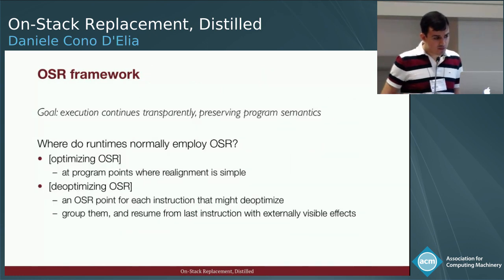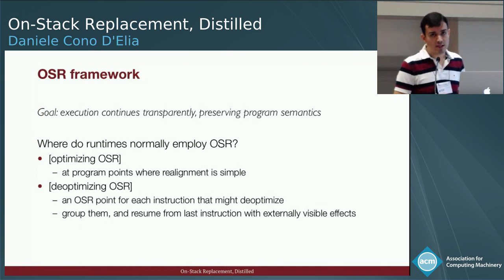The goal for our OSR framework is, of course, to allow for transparent execution transfers. But what about reality? Where do runtimes employ OSR? So when you have to optimize some code, you have to jump into a better version of the code, you can postpone the OSR till you reach some point where the state realignment is simple. Think of a loop header or just a method call.